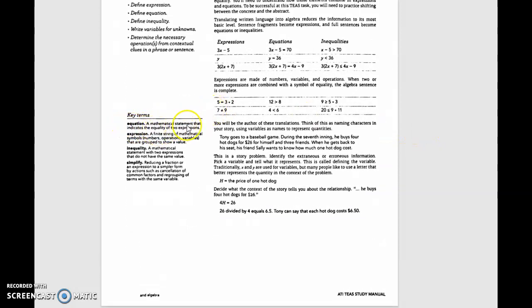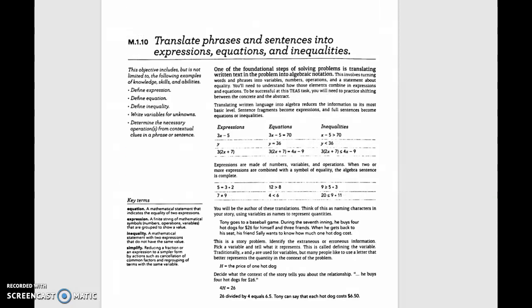An equation is a mathematical statement that indicates the equality of two expressions. An expression is a finite string of mathematical symbols, including numbers, operations, and variables that are grouped to show a value. An inequality is a mathematical statement with two expressions that do not have the same value. Again, they're going to have one of the inequality symbols. And to simplify means reducing a fraction or an expression to a simpler form by actions such as cancellation of common factors and regrouping of terms with the same variable. It's basically the same thing as solving an equation, except you're going to be solving an inequality. So we're going to go back to the top of the page here.